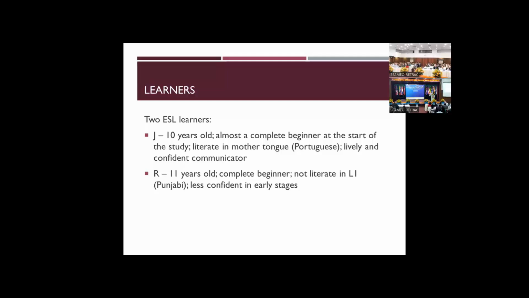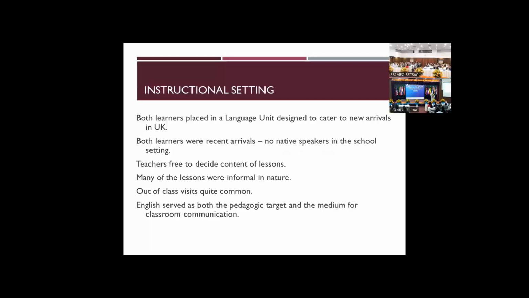One was Portuguese, a 10-year-old boy, and the other was a Pakistani boy, 11 years old. They were both more or less complete beginners, and they varied a bit. Jay was a very confident learner. R was not such a confident learner.